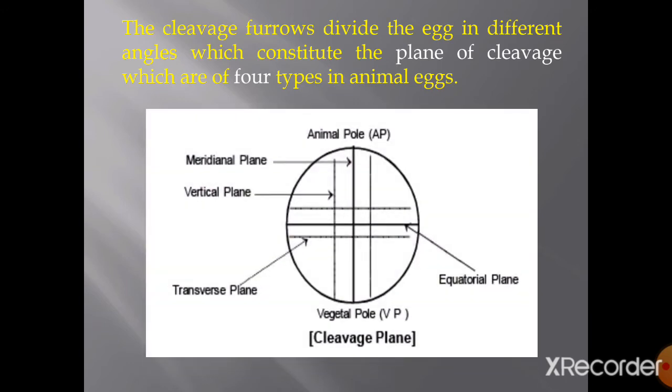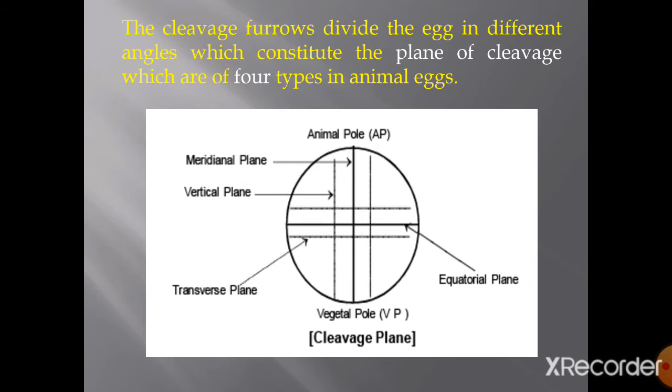Now look at the diagram. This is a diagrammatic picture of an egg. The upper hemisphere and the pole is called animal pole. In the lower hemisphere, the pole is called vegetal pole. Animal pole AP, vegetal pole VP. And now you can see one dark line passing from animal pole to the vegetal pole, passing through the center, and it has been named as meridional plane. Please remember this, meridional plane, first one.